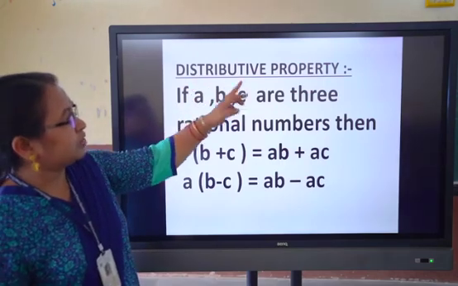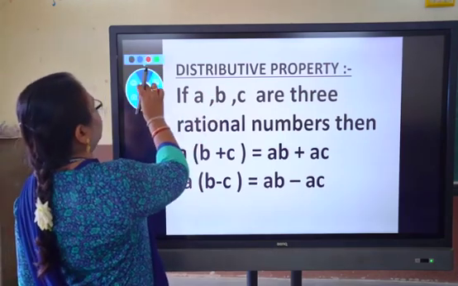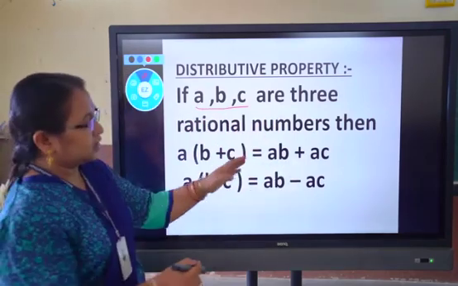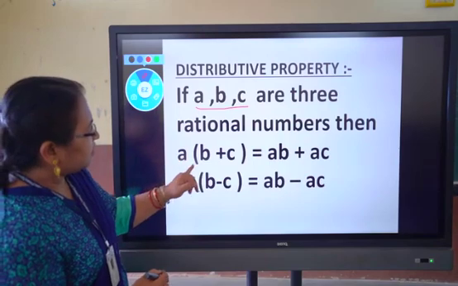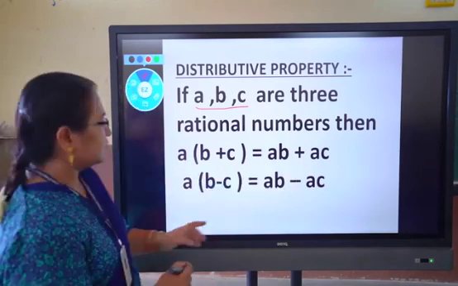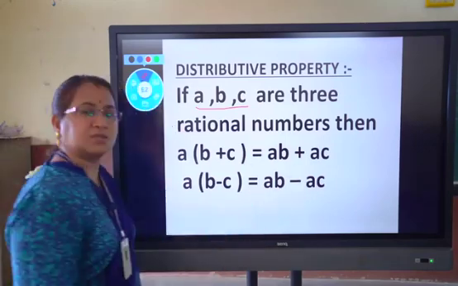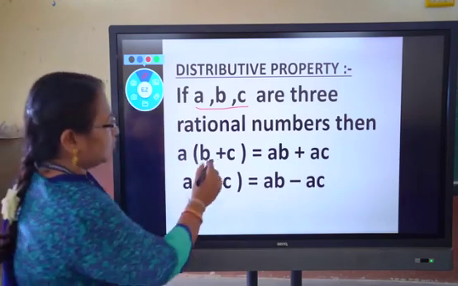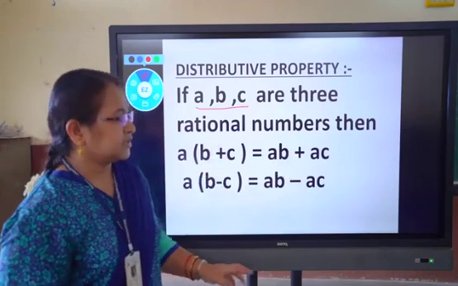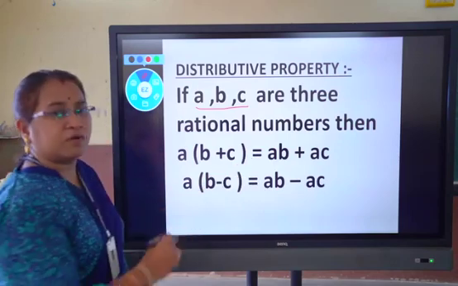So the distributive property says that if A, B, C are three rational numbers, then A multiplied by (B plus C) is equal to AB plus AC. Also, A multiplied by (B minus C) is equal to AB minus AC. When B plus C is inside the bracket and we get AB plus AC, this is called the distributive property of multiplication over addition.